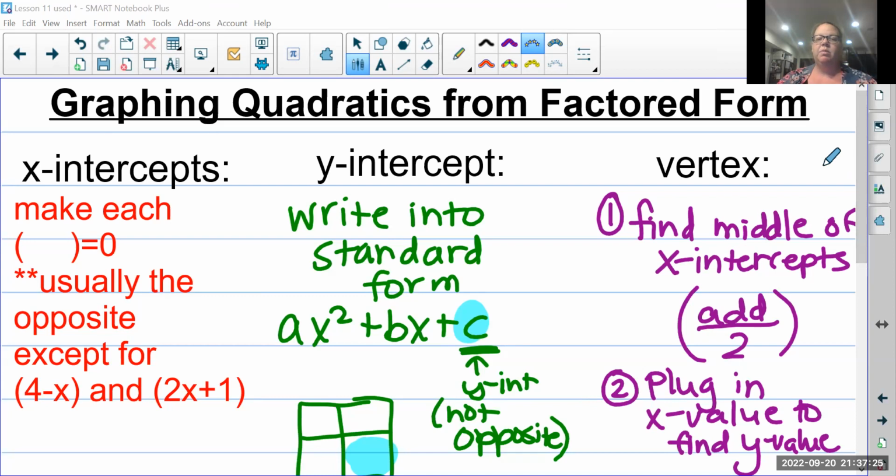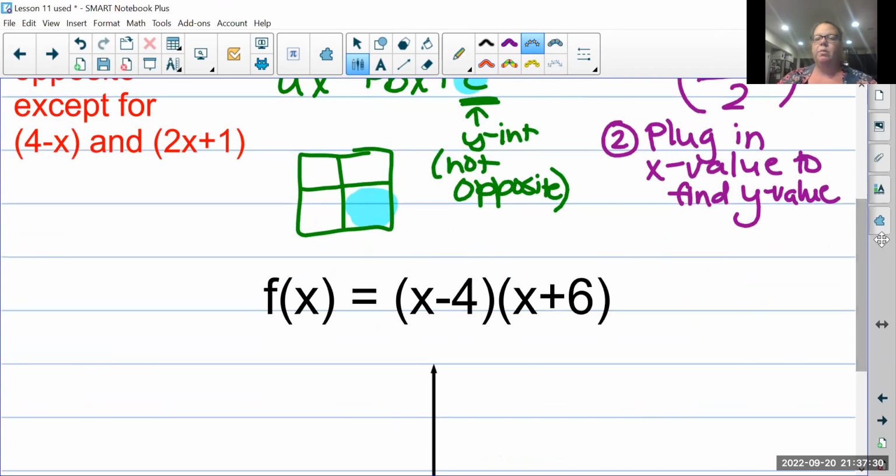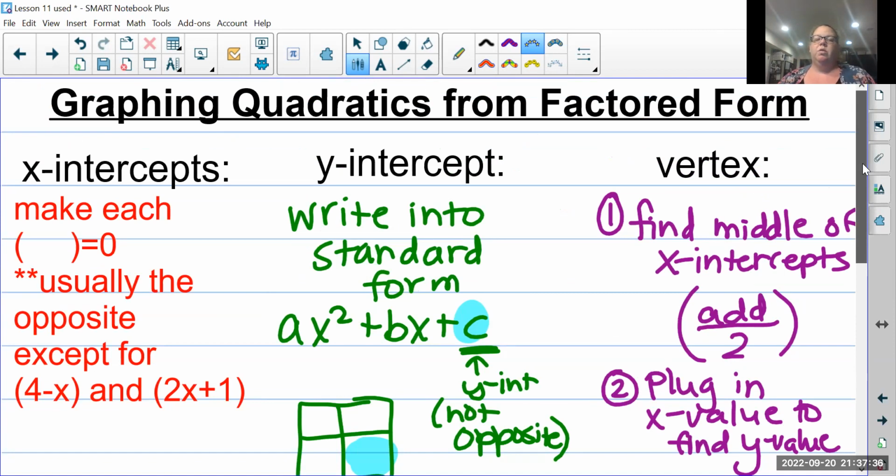All right, so x-intercepts, remember we're trying to find this in factored form, and down here is a factored form. Remember it has like the two groupings like this. So we're going to first find the x-intercepts. This is what we did on Monday when we had our quiet day. So hopefully you guys remember how to do it. So technically you're making each parentheses equal to 0, but usually it's just the opposite. And we showed yesterday in our notes that 4 minus x was one of those weird situations, and it looks weird. And there's also 2x plus 1 will also be weird, where you need to set them equal to 0. We'll do more with that, but we first need to find the first two x-intercepts.